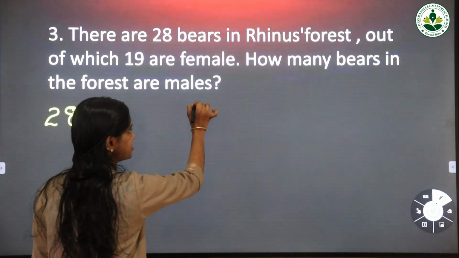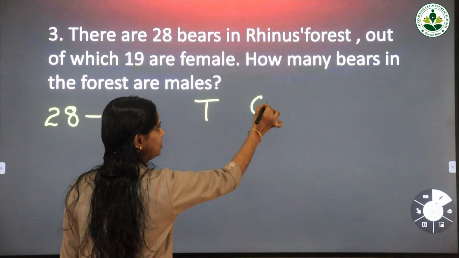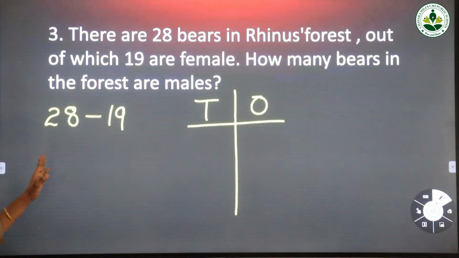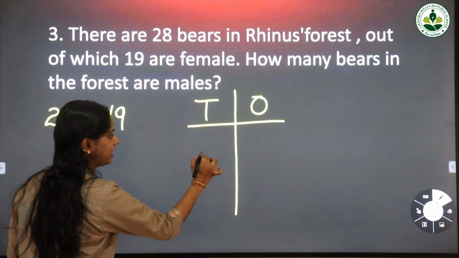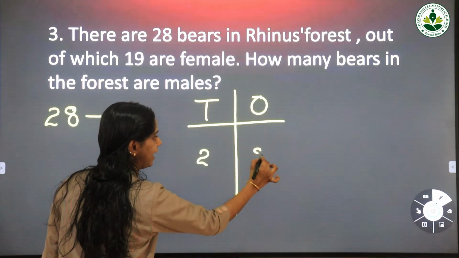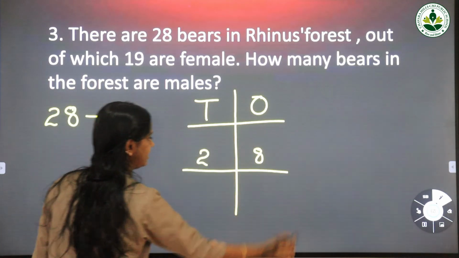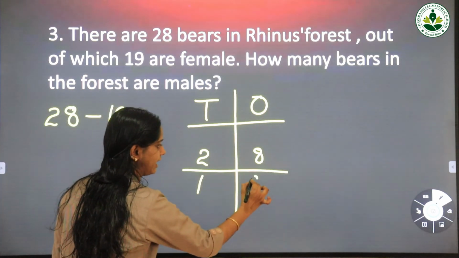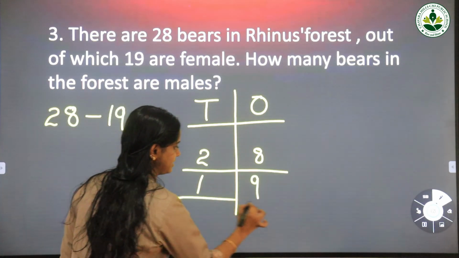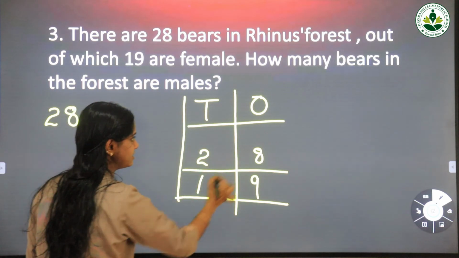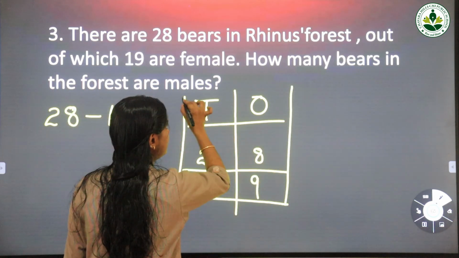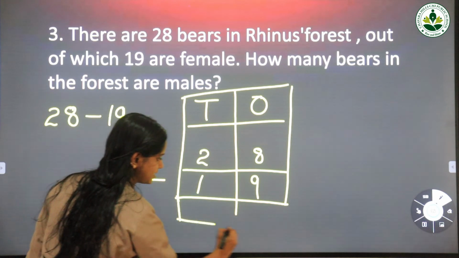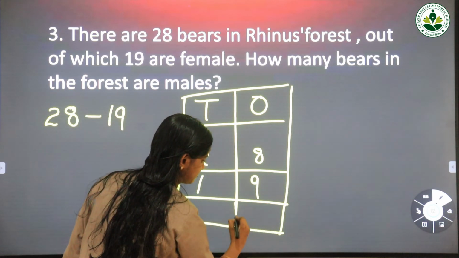For this, first step, draw the place value chart and arrange these numbers according to their place value. 28, we know that is 2 tens and 8 ones, and 19 is 1 ten and 9 ones. Next, we put the subtraction symbol. Okay, let us start our subtraction.